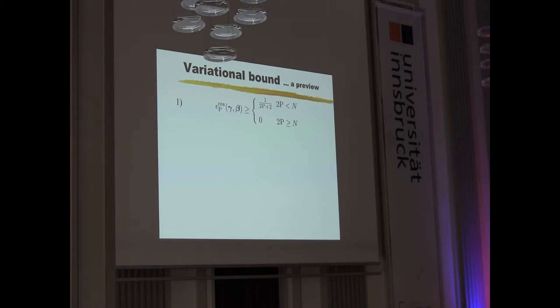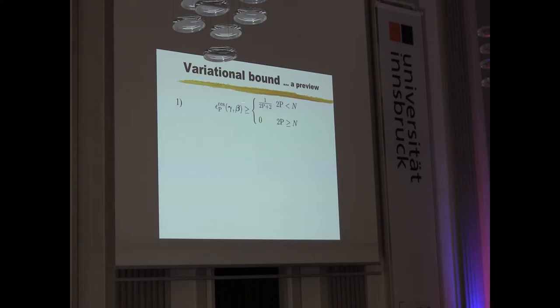Now, let me give you a preview. Since there are a couple of slides with some technical things which are easily annoying and boring, let me just give you a glimpse of the result. I will show you that no matter what you do, the residual energy as a function of the parameters gamma and beta is in fact bounded by 1 over 2p plus 2, if 2p is smaller than the size of your chain, and 0 if 2p is larger than the size of the chain.